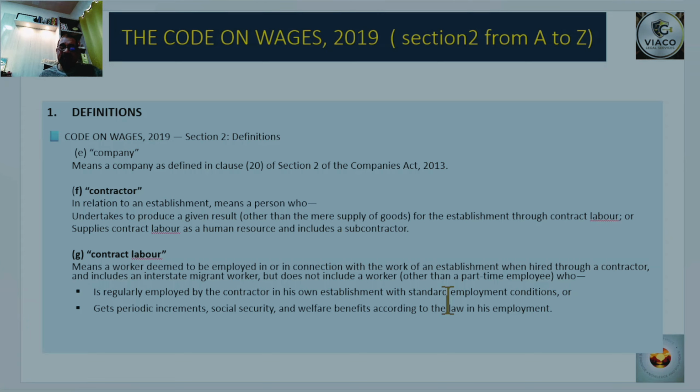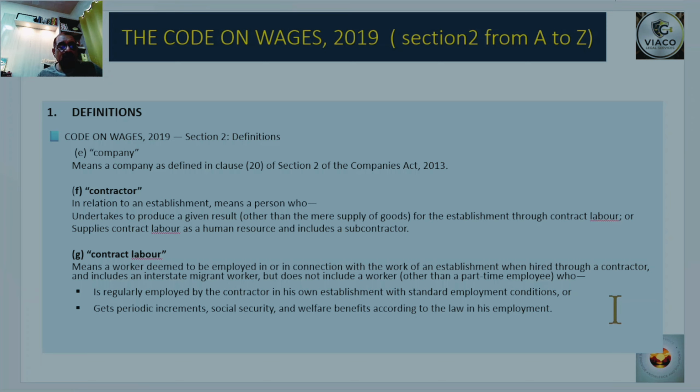contractor labor. So there is a responsibility of contractor labor in new codes. Here, the contractor cannot deny the performance with the establishment. Here, through his labor, through his human resource, including the definition of subcontractor to be read under this relation to the establishments with this person. Now, contract labor means deemed to be employed in or in connection with work of an establishment when hired through a contractor and include an interstate migrant but does not include a worker other than a part-time employee. He is regularly employed by the contractor in his own establishment with the standard employment conductor.